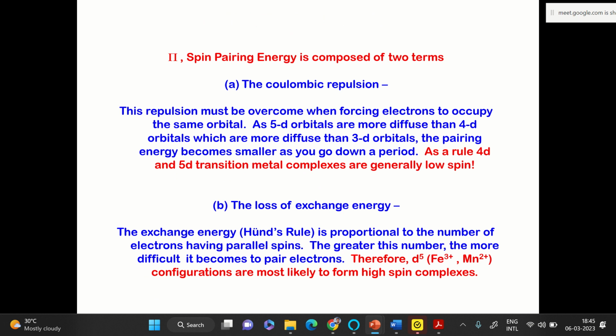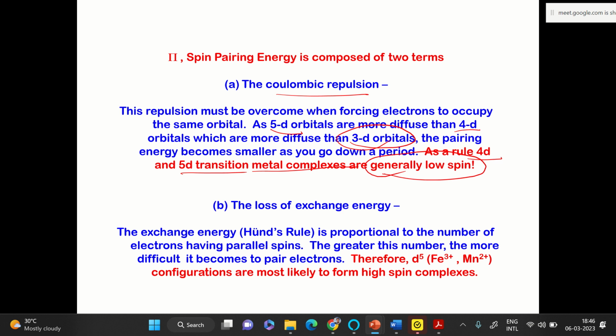So while describing these things, what are the points that we have to consider? We have to look at these Coulombic interactions and also the nature of the orbitals, 5d, 4d versus 3d. Pairing energy is much larger in the case of 3d, but pairing energy for 4d and 5d orbitals will be less.